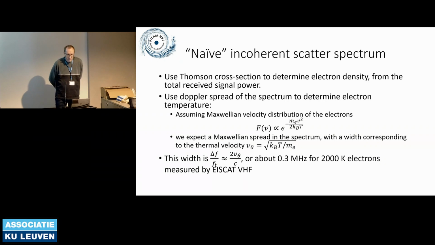So what comes back, actually? Here I have a little discussion about the naive incoherent scatter spectrum. We assume that we get the signal back proportional to the electron density from the electrons up there, and we have Doppler spread because of temperature. And in the end we get something with rather large width and rather low signal.